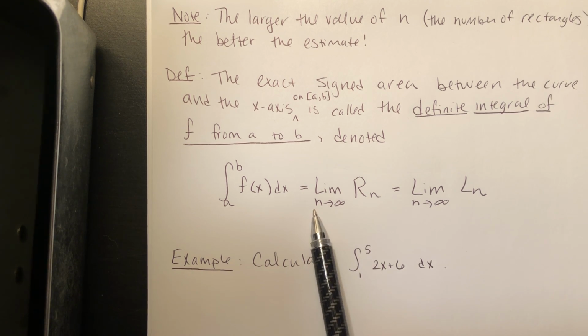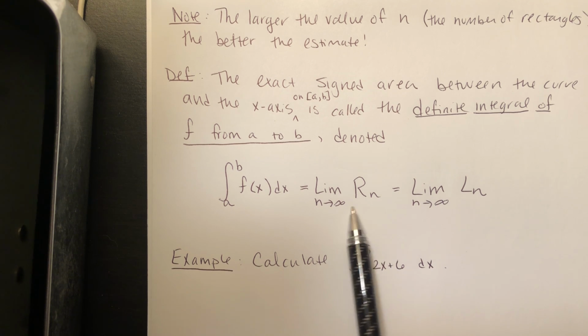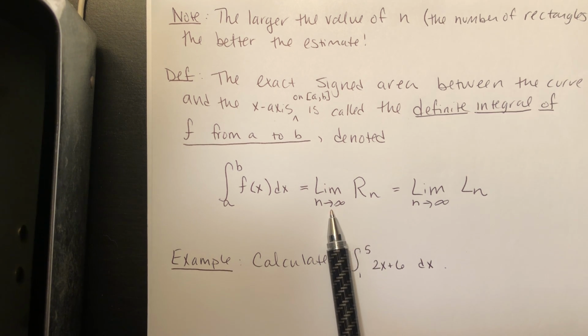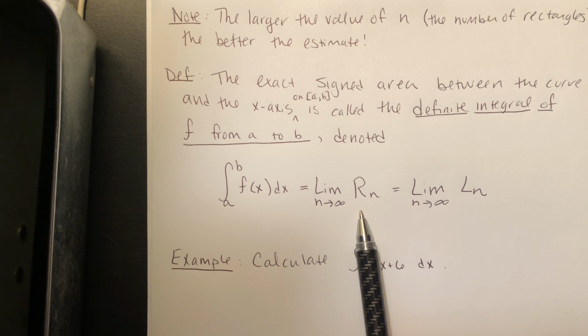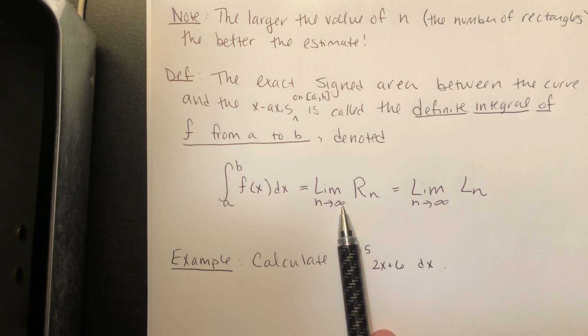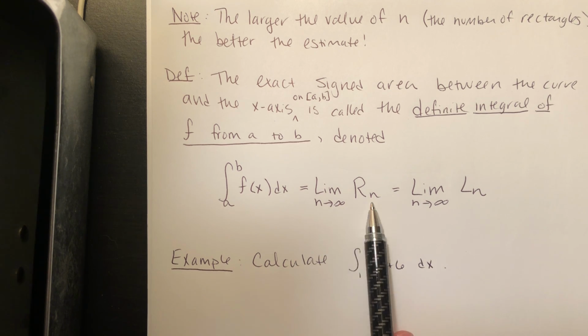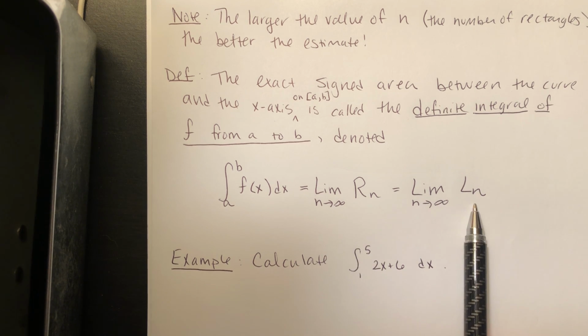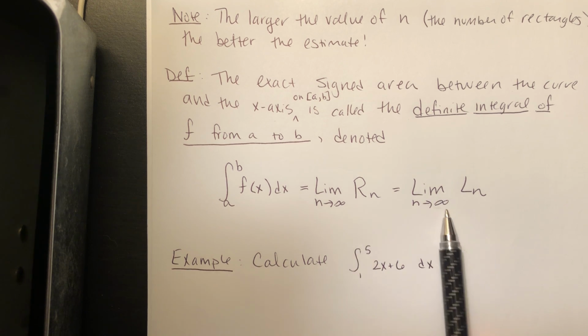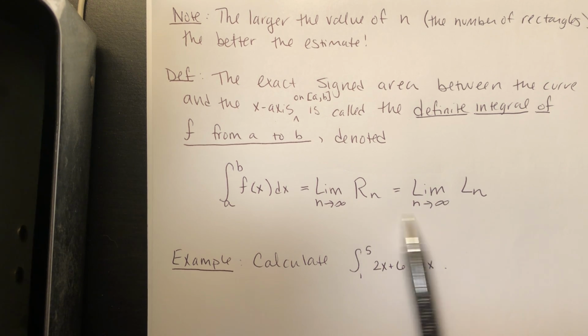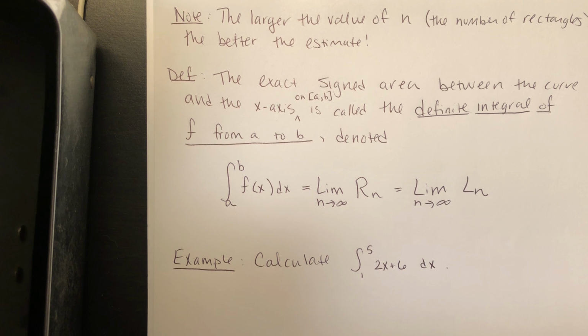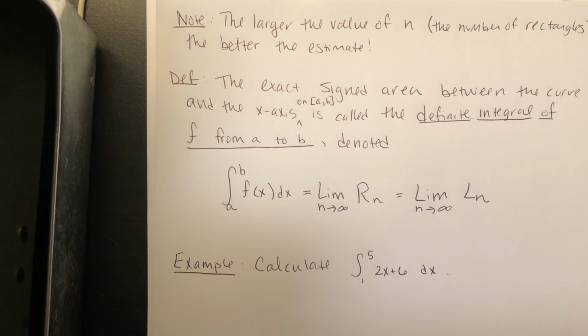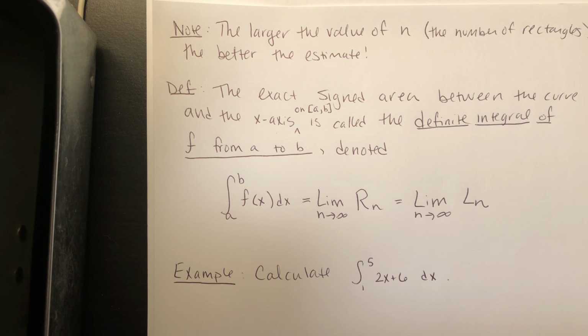It's essentially the limit of the right-handed Riemann sum as n goes to infinity, as you use infinitely many rectangles instead of just 3 or 4 rectangles like we've done in our examples. And it turns out that the limit of the right-handed Riemann sums versus the left-handed Riemann sums ends up being equal to each other. We're not going to prove that, but maybe someday in analysis. And so we call that limit, whatever that is, that exact signed area under the curve, the definite integral of f from a to b.